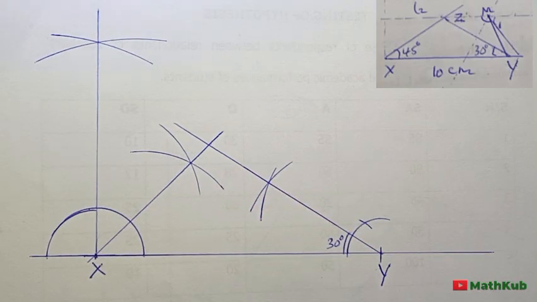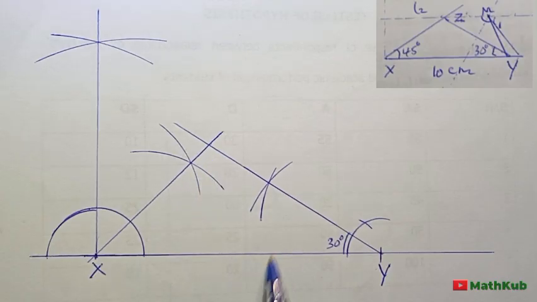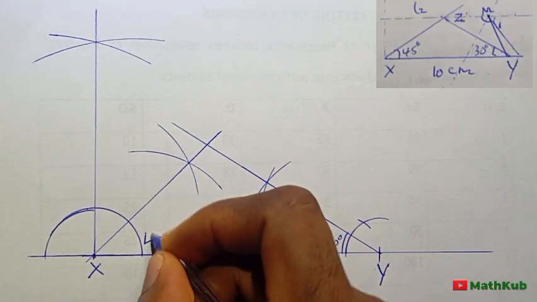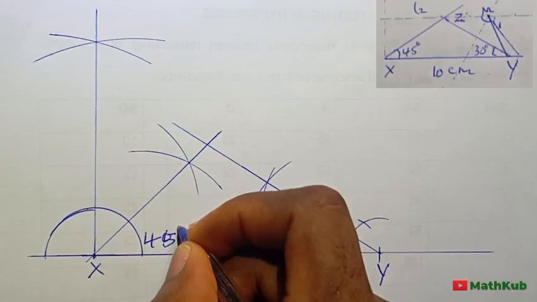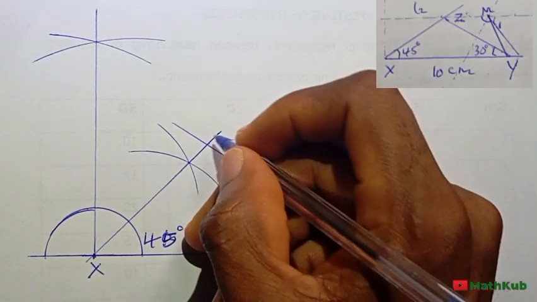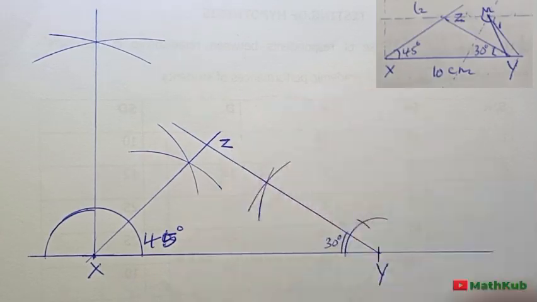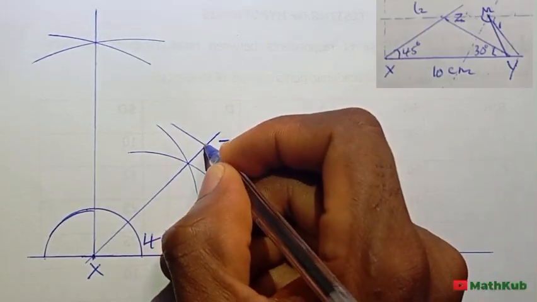Now the point where this line meets with this other one, you will see that this is a triangle. This is 45 degrees, and this is our Z. This point is our Z.